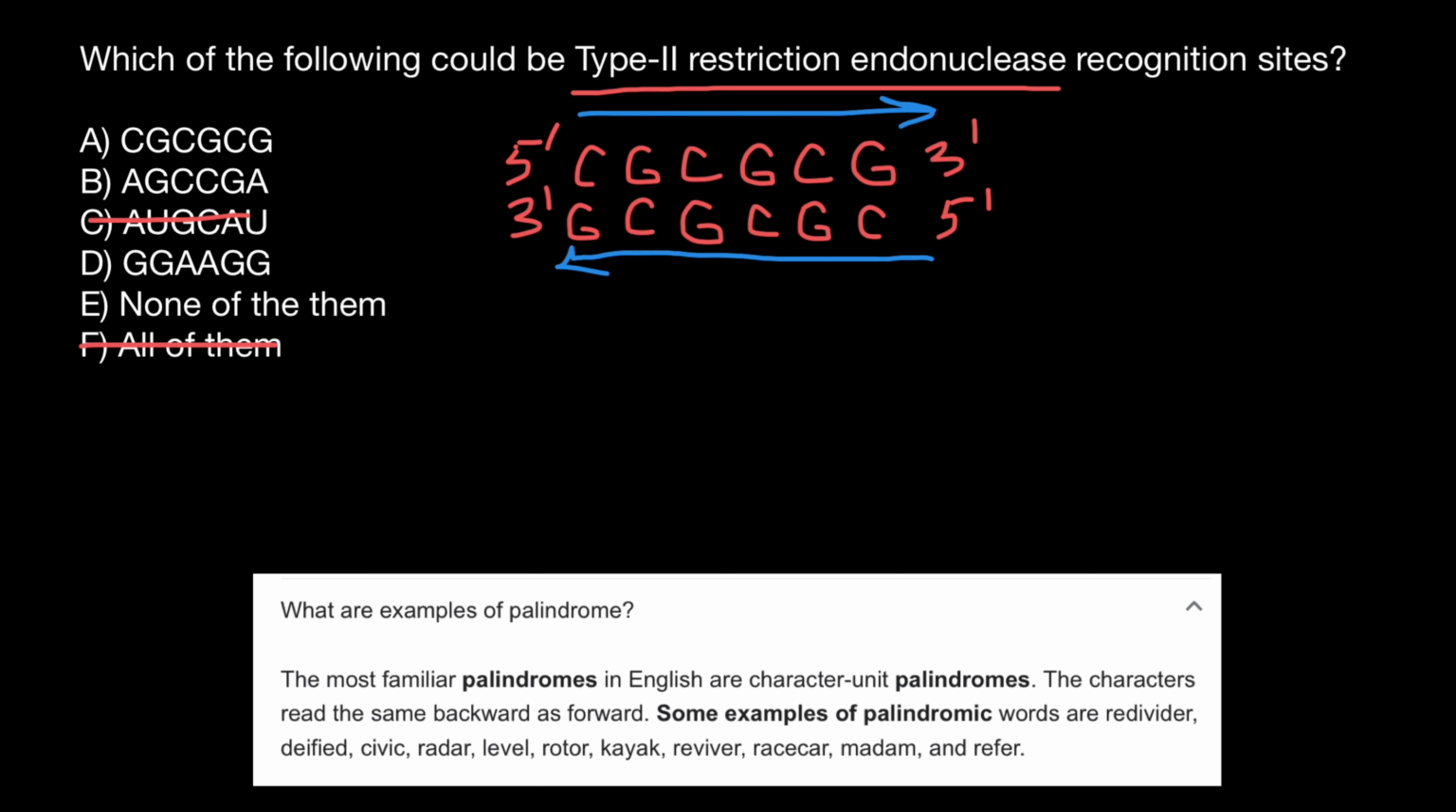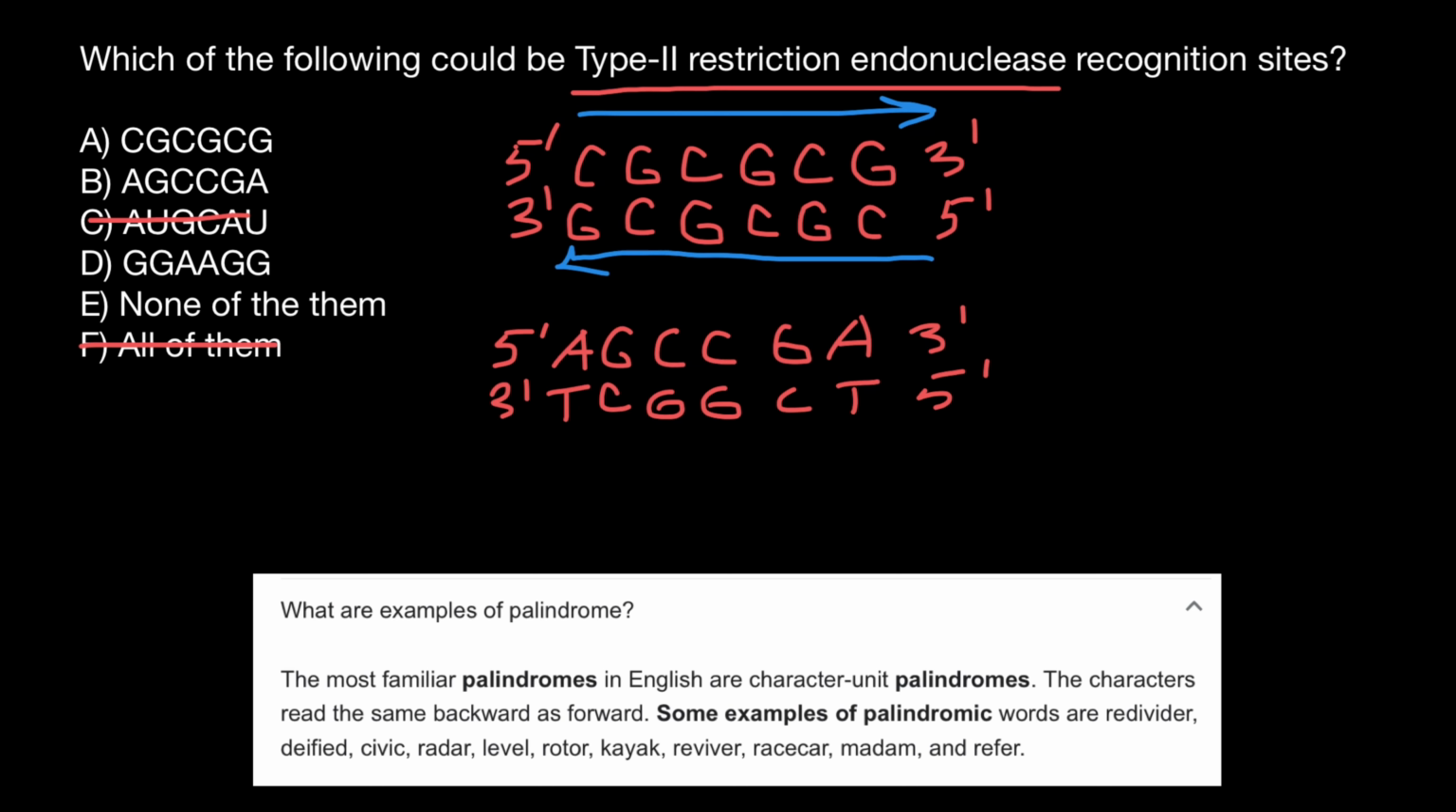For example, variant B. It also looks like a palindromic sequence: AG, CC, GA. So we can read it the same, just like words here, but is it going to be palindromic or not according to genetics? Let's say this is going to be the 5' end. Again, 5' end, or I can put the 3' end, it doesn't matter. A, G, C, C, G, A, and 3' end. And the corresponding strand of the DNA is going to be 5' end here, and T, C, G, G, C, T, and 3' end. 5' end AG, and here is 5' end TC. So this is not a palindromic sequence, and we can cross out this variant.